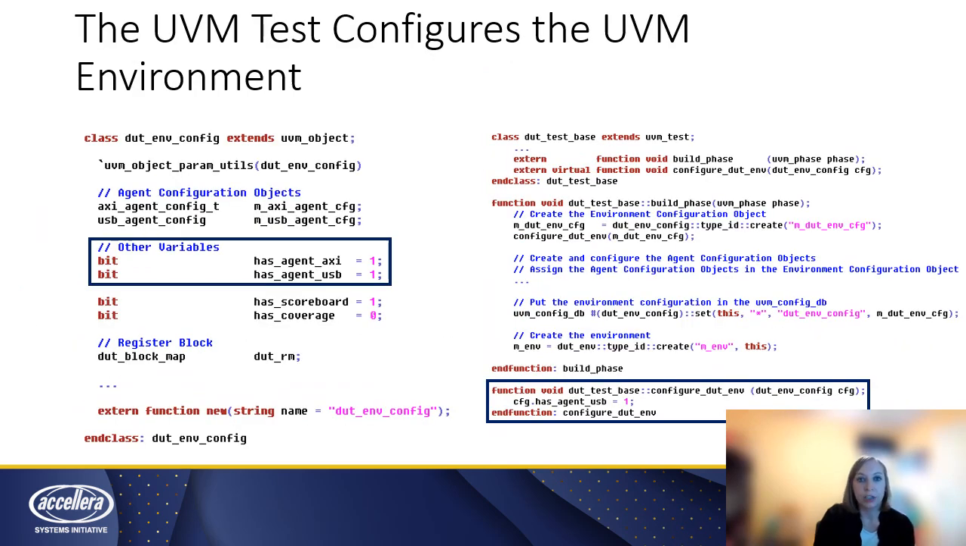Here you see the declaration of that has_agent_USB variable in the environment configuration object. Also shown here is the test base class. The UVM test configures the UVM environment through the use of the variables in the environment configuration object. You can see here that the configure_env function is setting that has_agent_USB variable to 1.